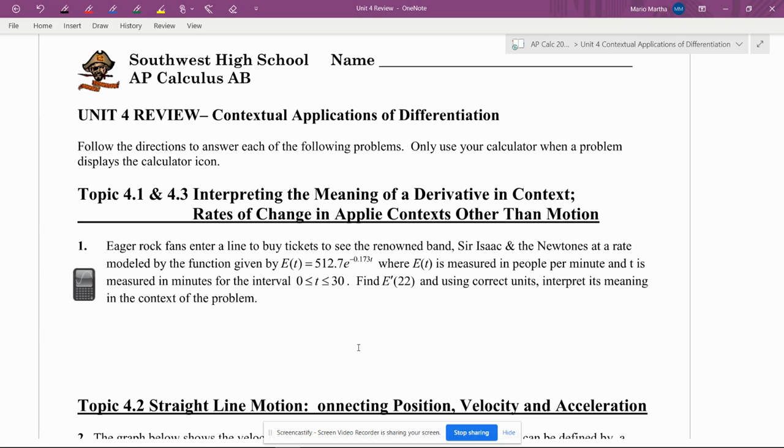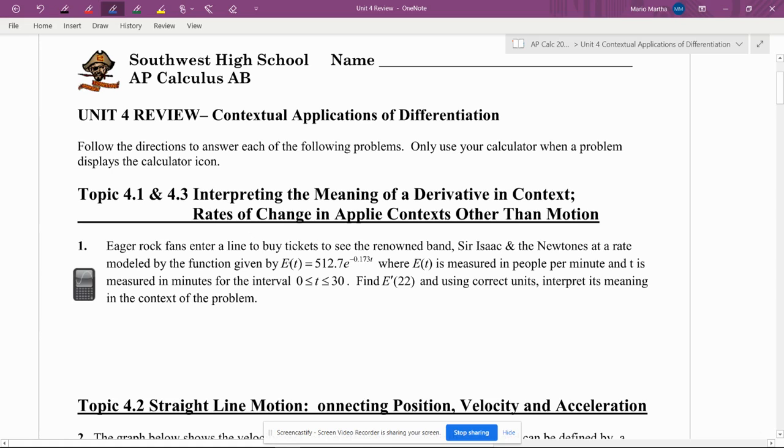All right. Eager rock fans enter a line to buy tickets to see the renowned band Sir Isaac and the Newtones at a rate modeled by the function given by E of t equals 512.7 times e raised to the negative 0.173t, where E of t is measured in people per minute and t is measured in minutes for the interval between 0 and 30. Find E prime of 22 and, using correct units, interpret its meaning in the context of the problem. So again, remember one of the things that we want to do the most is interpret the meaning of what we're looking at.